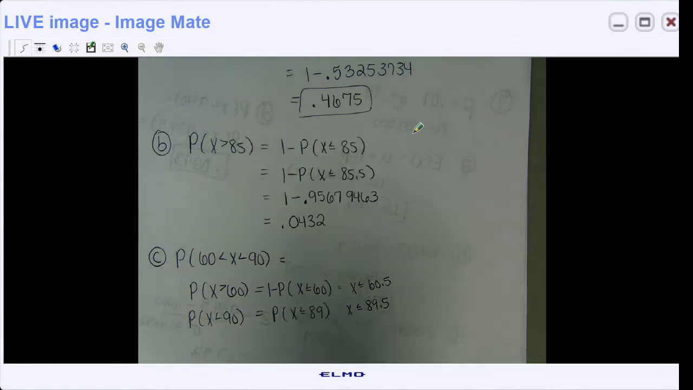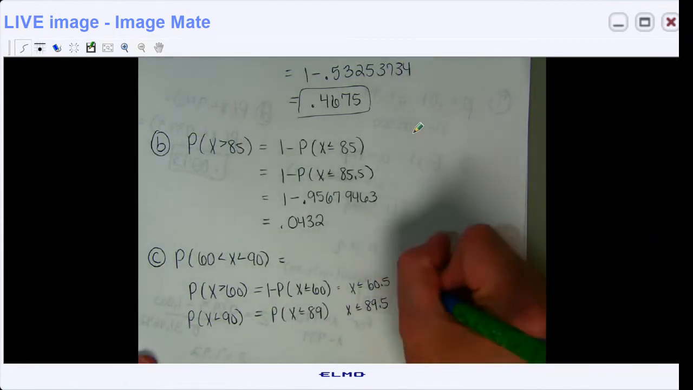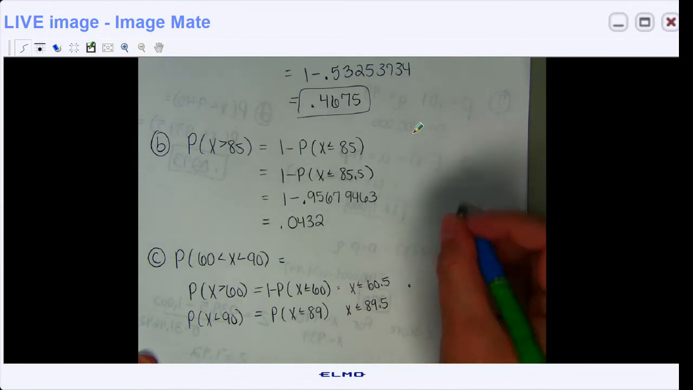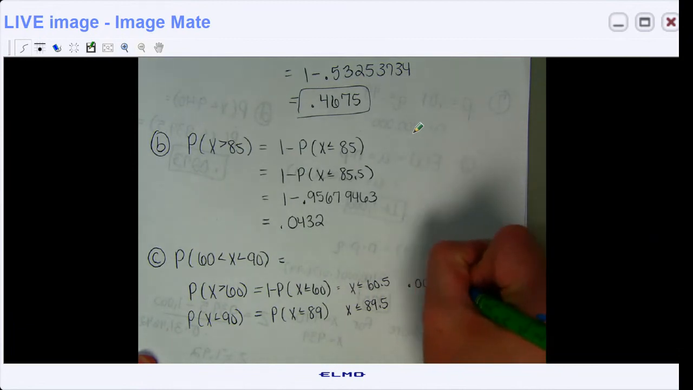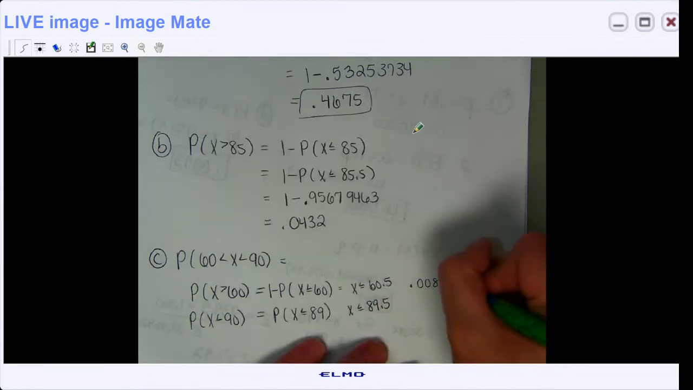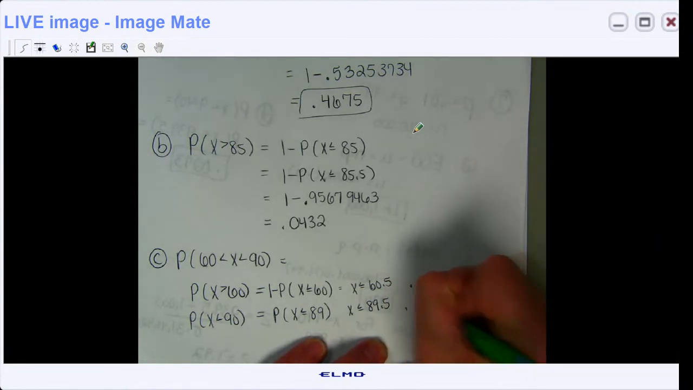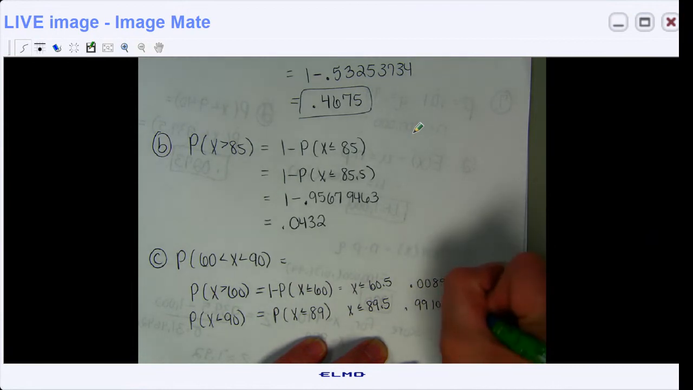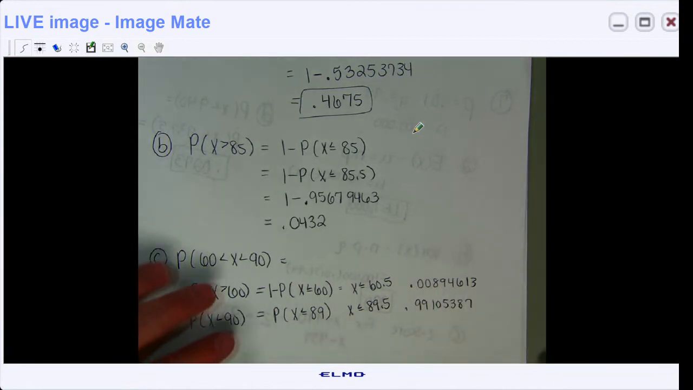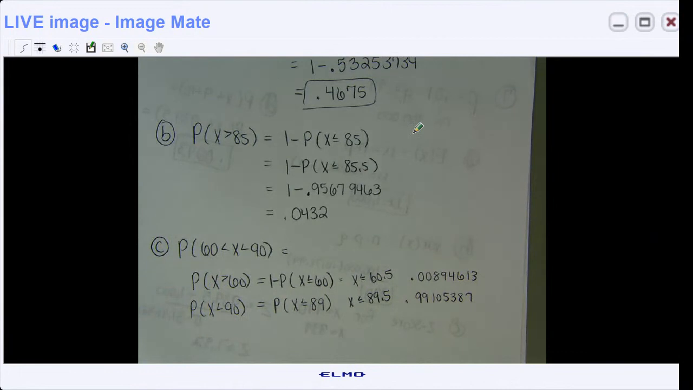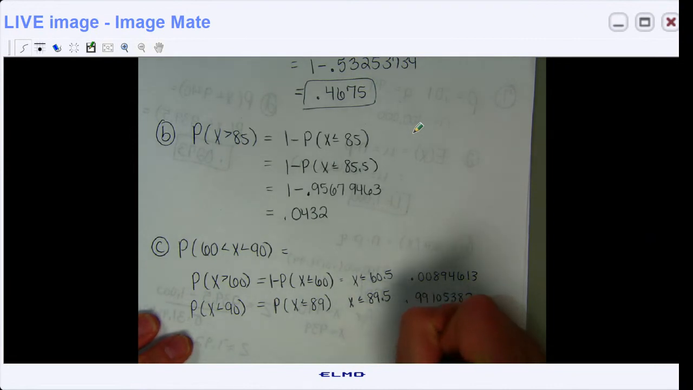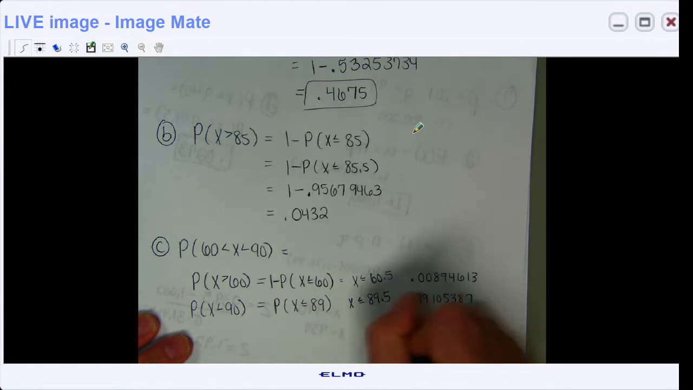Okay. And then what happens is when we put these into StatCrunch, so for that top piece, I ended up with 0.00894613. And the bottom piece, 0.99105387. And then we have to basically subtract these 2 numbers, and we end up with 0.9821.